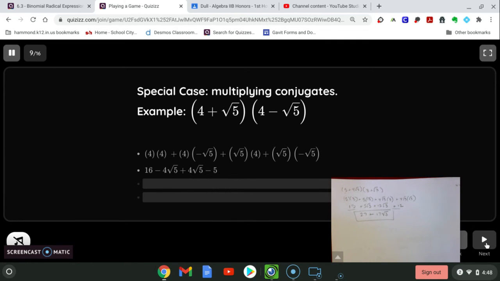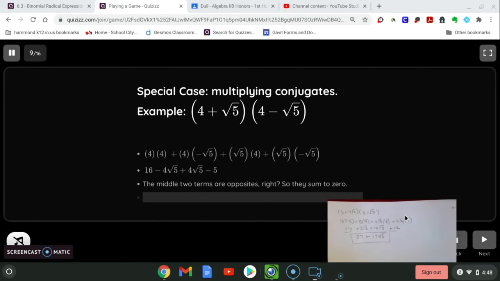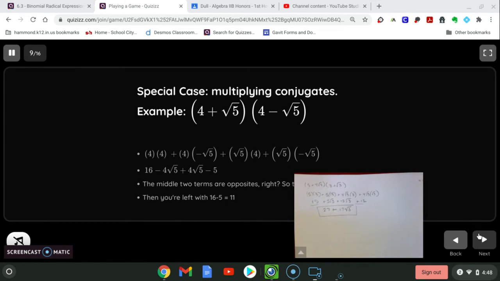Look what happens in the middle here. I have two terms, same radical part, they're opposites. Negative 4 times square root 5, positive 4 times square root 5. They sum to 0. So I'm just left with the 16 minus 5. And then when I simplify that, I get 11.